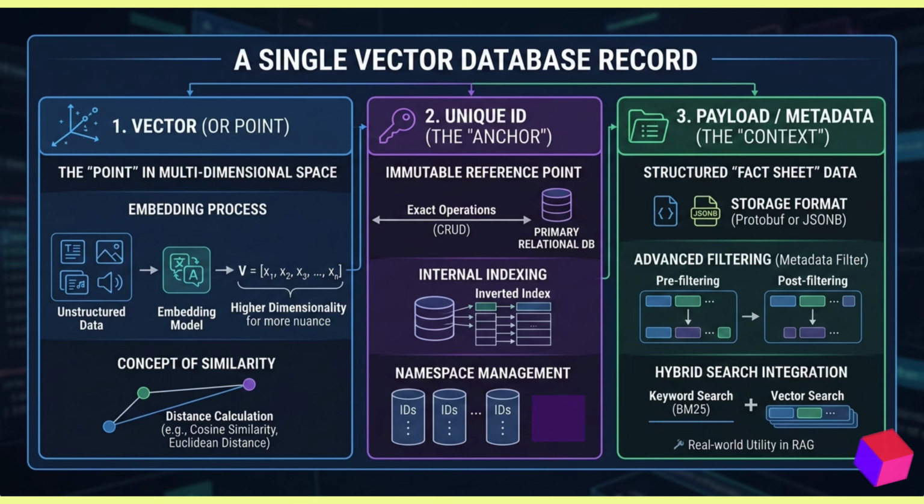So advanced filtering, or metadata filtering, is where vector databases become truly powerful. First, we have pre-filtering. The database first narrows down the records based on metadata, like where user ID is equal to something, and then performs the vector search on that subset. Then we have post-filtering. The database finds the top 100 most similar vectors and then removes any that don't match the metadata criteria.